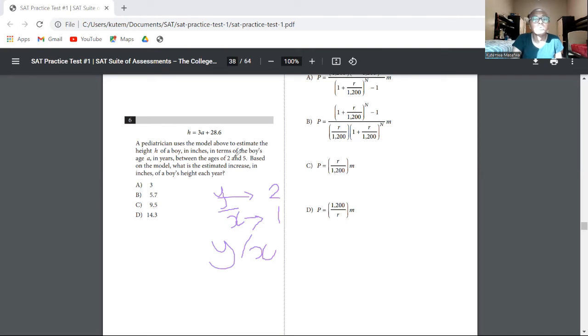Okay, so you have 3a + 28.6. This is in the form y = mx + b, and our gradient is 3. So it means that the height, our y, increases by 3 per x, and x, in this case, a, is the number of years. So the height increases by 3 per year. It's asking what is the estimated increase each year. It's going to be 3. That's the gradient. That's what your gradient tells you: the number of units that y increases for every change in x that you make.